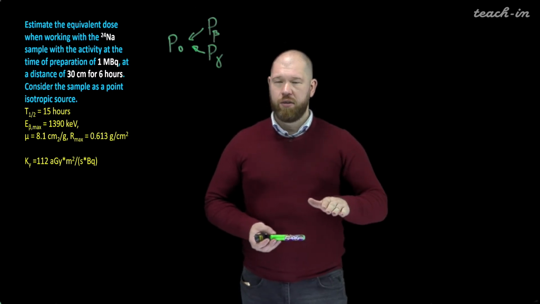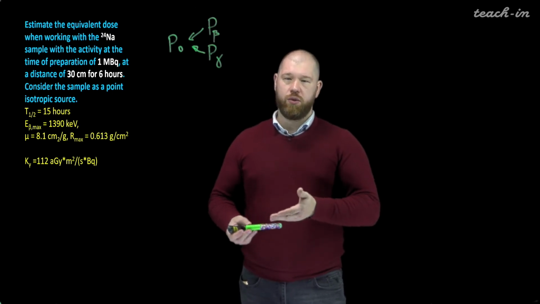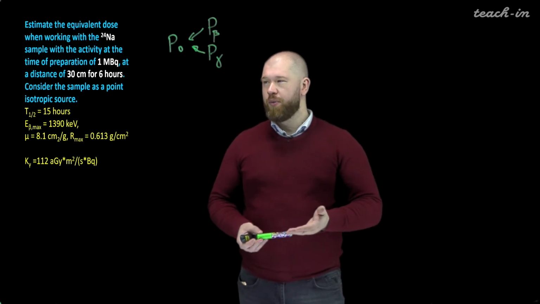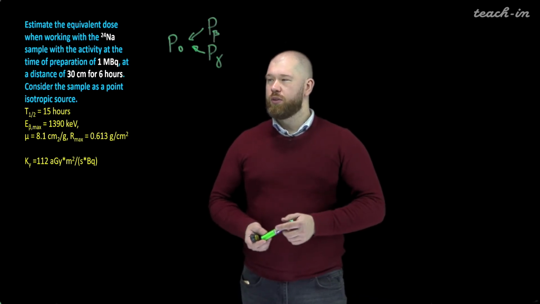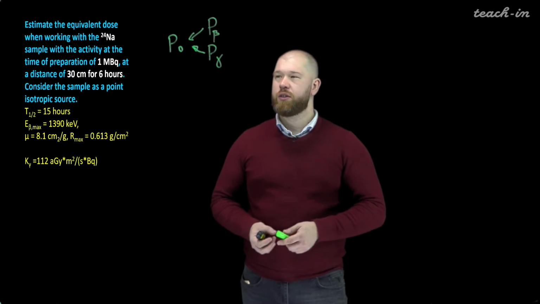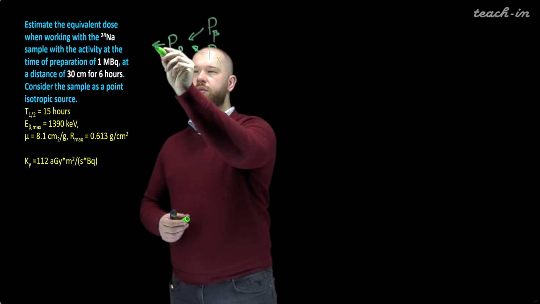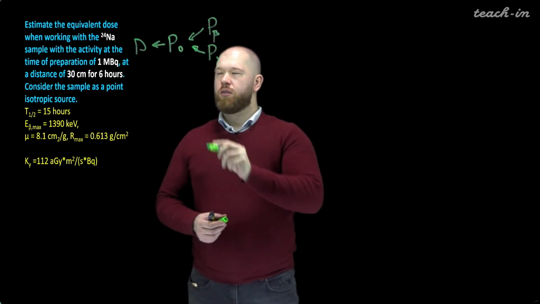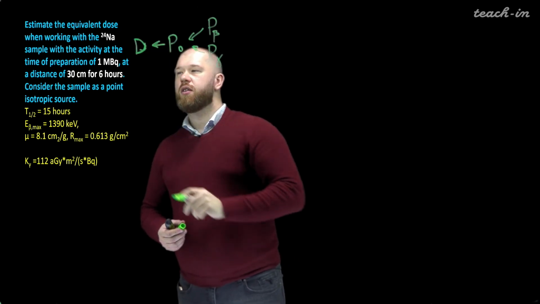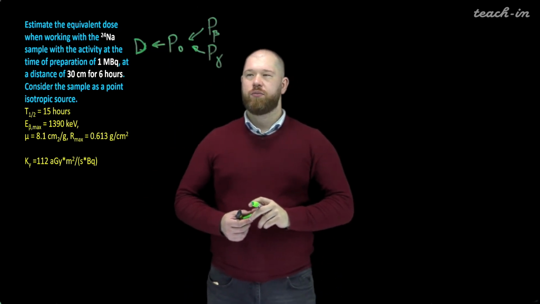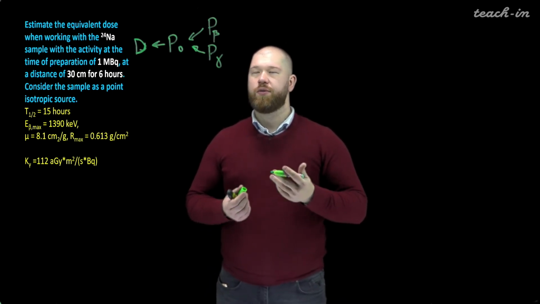Sodium-24 is decaying, and thus the activity is decreasing, and also the dose rate is decreasing with time. To take into account all of these processes, we have to calculate the dose. Sorry, dose, it's a D. Dose as a function of dose rate with time.